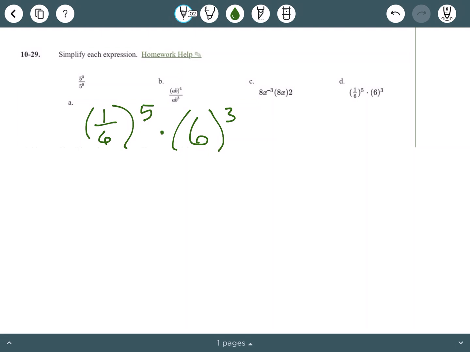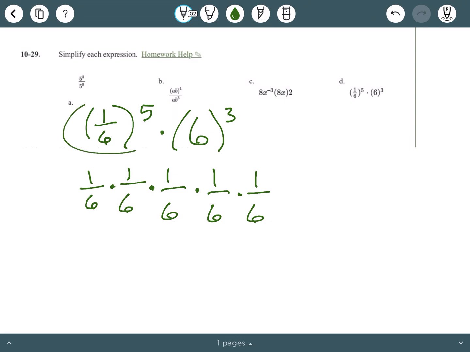So 1/6 all to the 5th power is going to be 1/6 times 1/6 times 1/6 times 1/6 times 1/6. That's 5 times. All right, so this is a simpler way of representing this, but you can see that I factored it out.